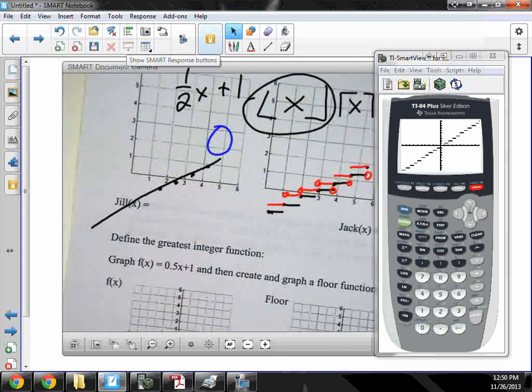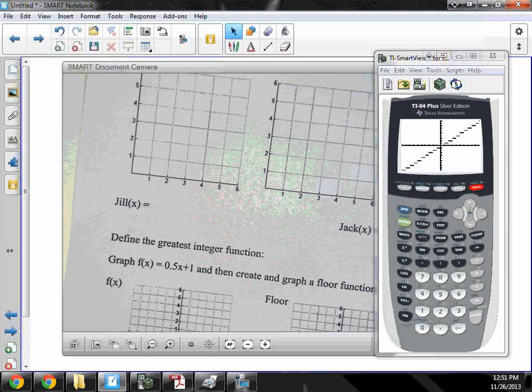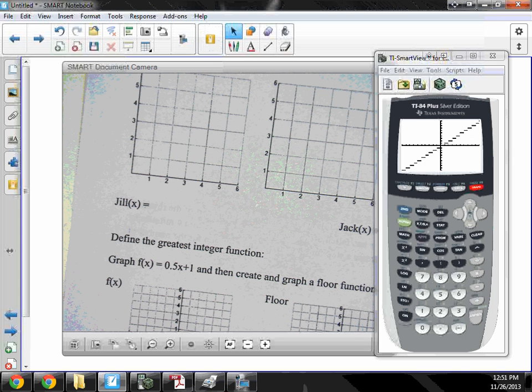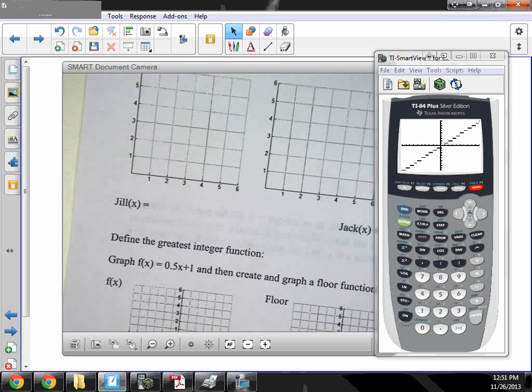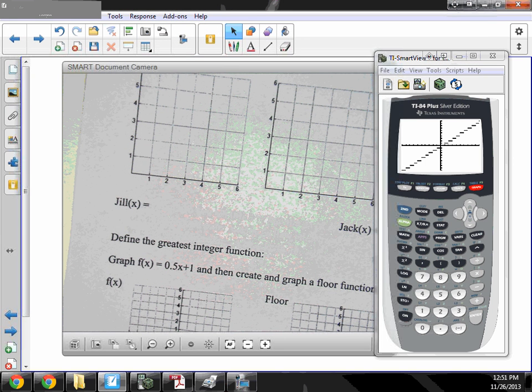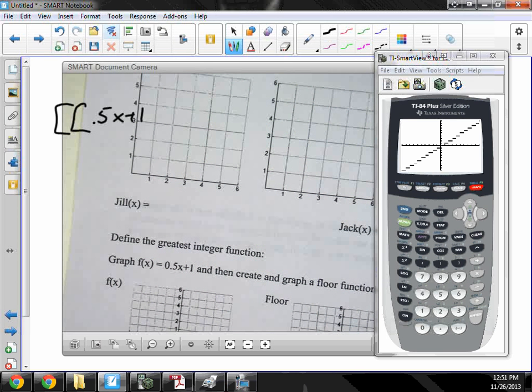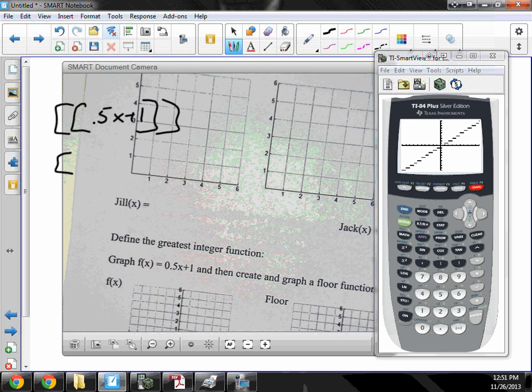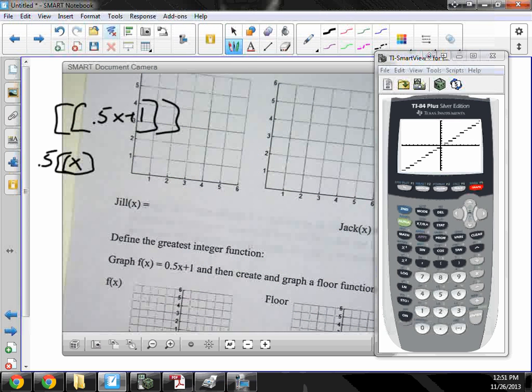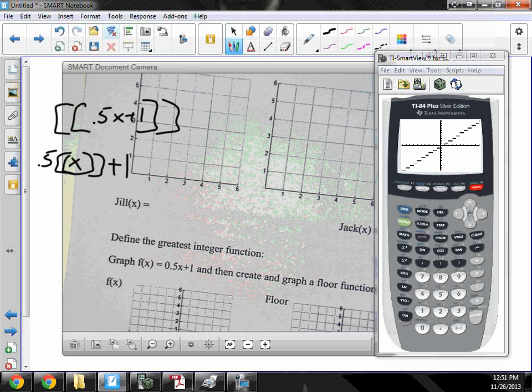If I wanted to graph these 0.5x plus 1s, there's a difference between the integer function of 0.5x plus 1 and 0.5 integer of x plus 1. That might work. Give it a try.